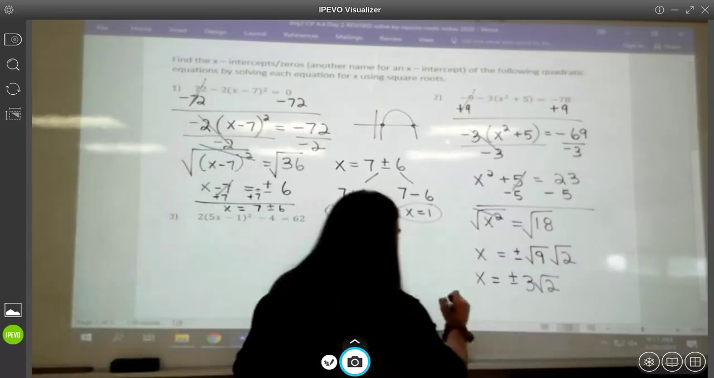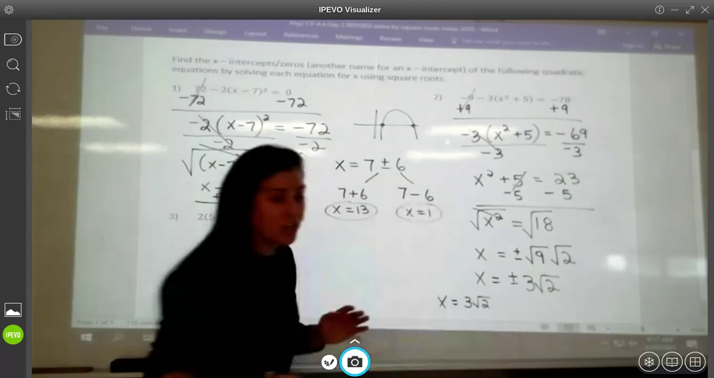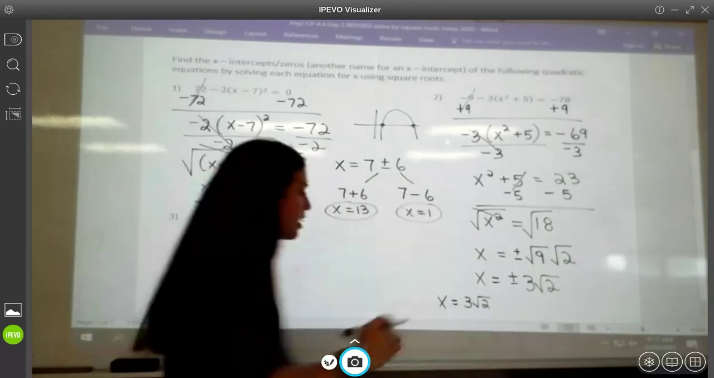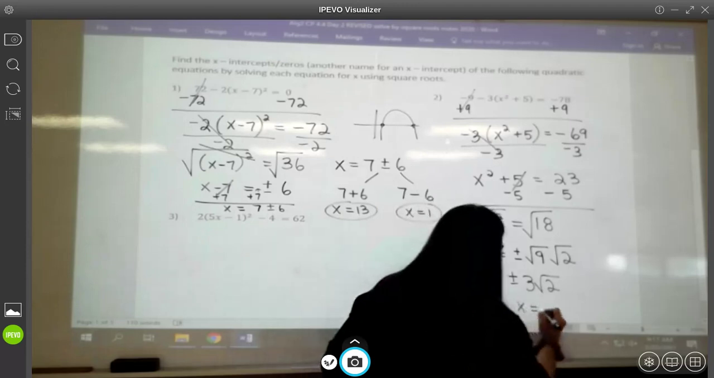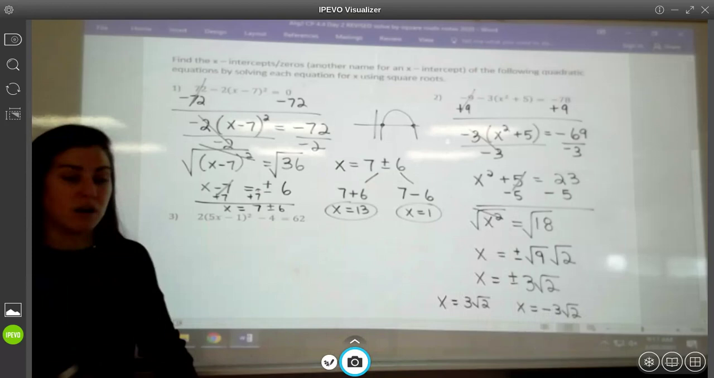So one answer is when x is equal to positive 3 times the square root of 2, which again is just a really ugly decimal. And the second answer is when x is equal to negative 3 times the square root of 2, which is also a very ugly decimal.